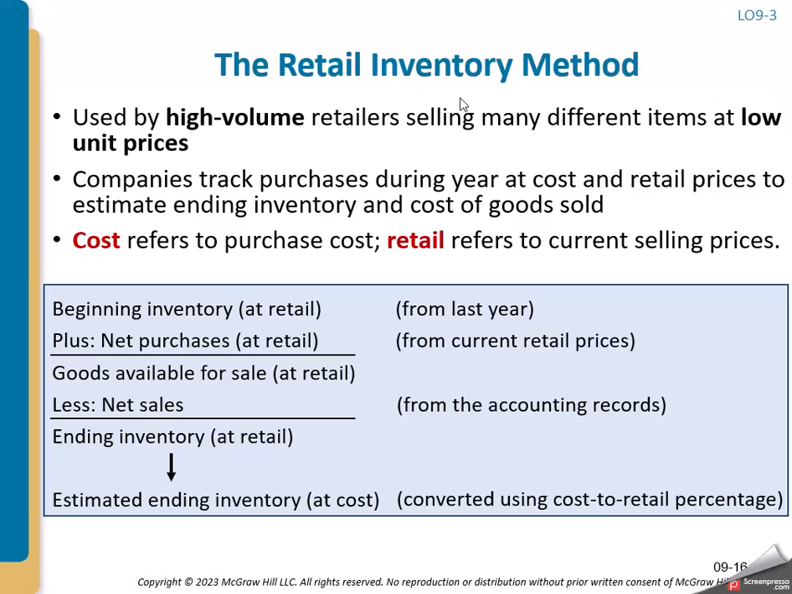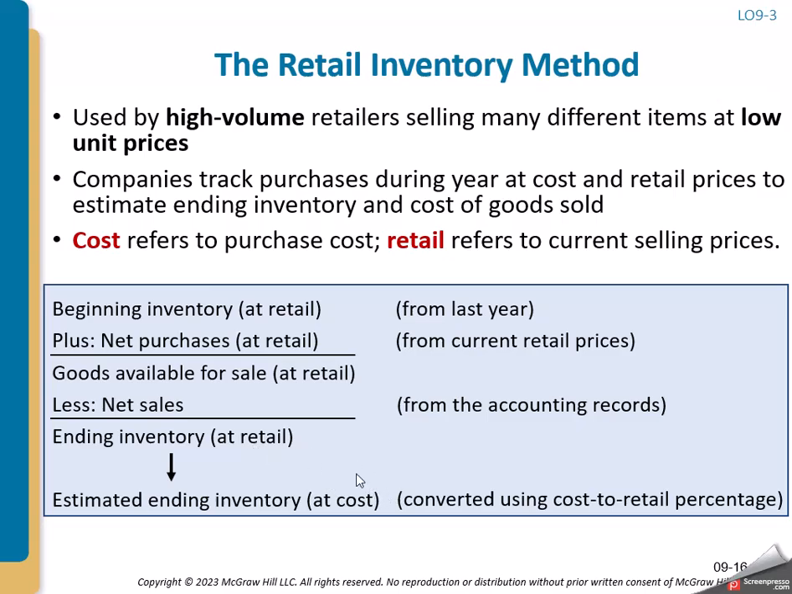So then we have our retail inventory method. So if we have retailers who do a ton of volume at low prices, like say a Dollar General or something like that, we may be able to estimate our inventory based on our retail. So what's our beginning inventory at retail levels? What did we purchase at our retail price? That gives us what's available for sale at retail. And then we subtract out our actual sales. So then that would leave us our ending inventory, again, valued at retail.